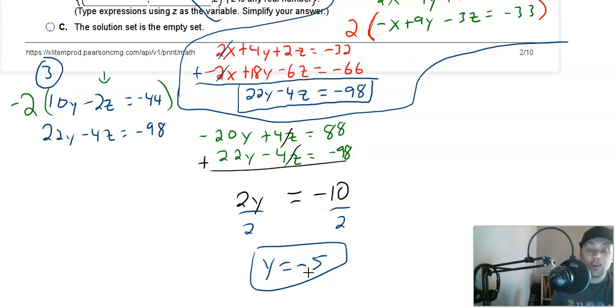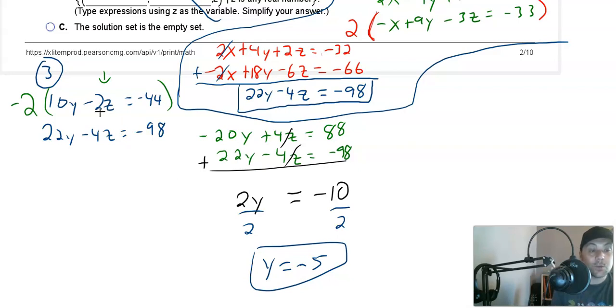Now, what you want to do is you don't want to run back to the beginning of the problem and plug this back into one of the original equations at the beginning. You want to finish solving this system of equations here, which means I can still get z out of this setup. So extract all the information you can out of this. We're not done yet, right? We have negative 5 for y. Let's also get z while we're here.